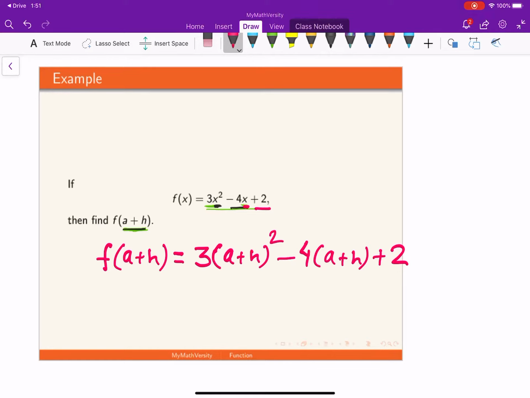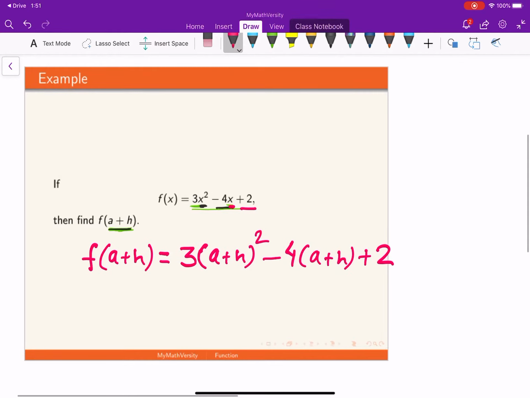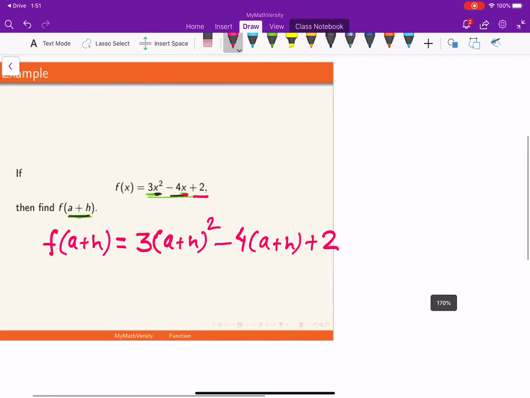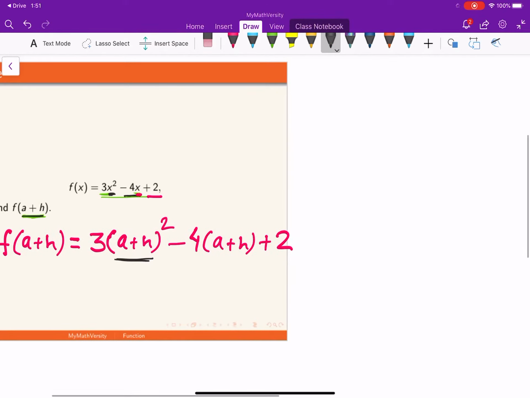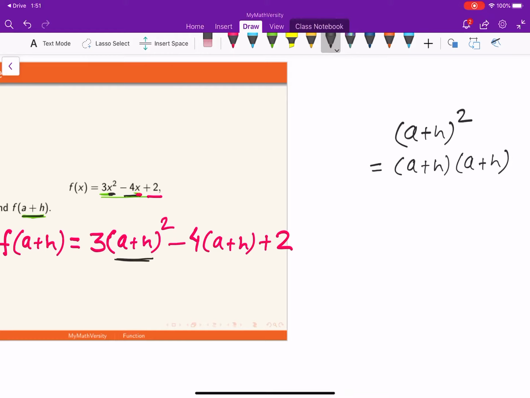We are done. But sometimes we need the expansion of this. So if that is the case, we need to know how to find the expansion. Okay, so to do this one, first let's try to expand this square of a plus h. We try to see what that means. How can we find that? We just need to multiply a plus h with a plus h, right? So that's what I mean by square of a plus h.